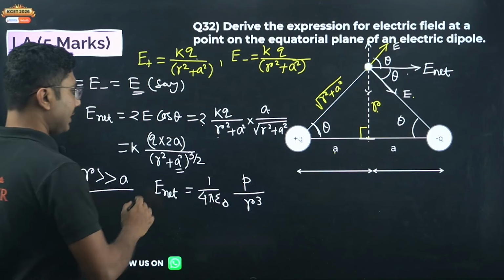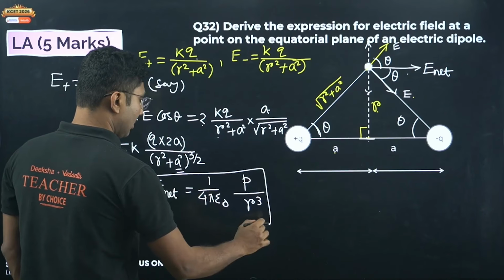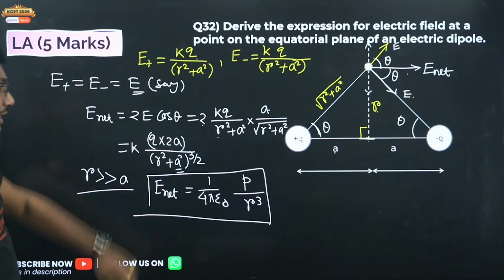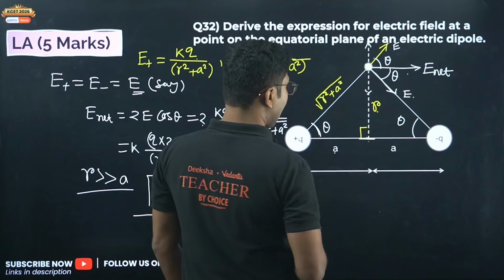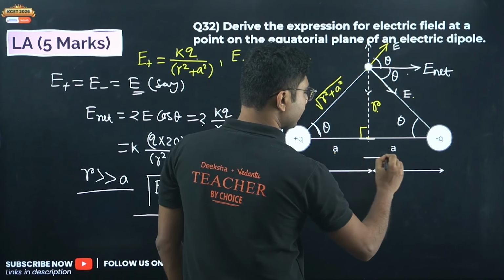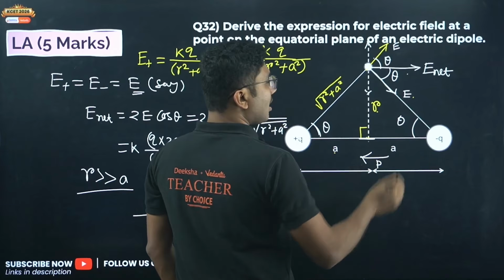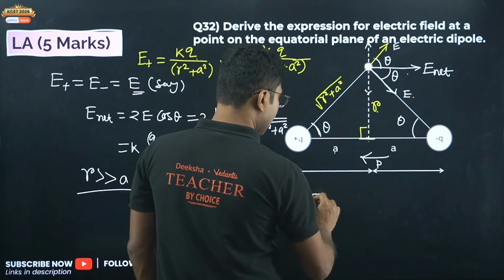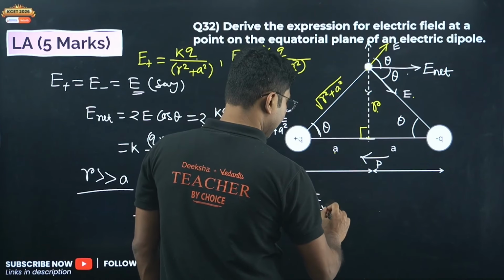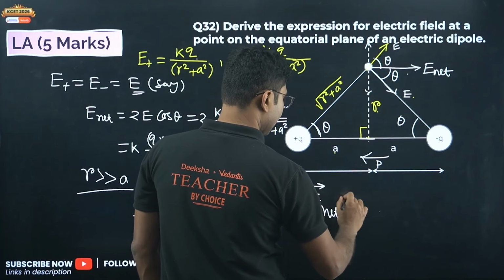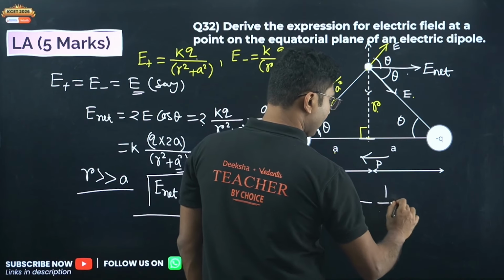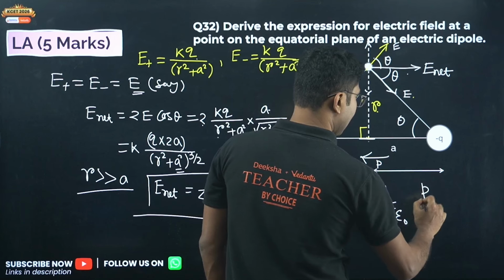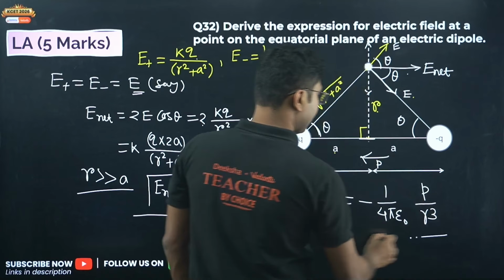Okay, so this is the net electric field due to a dipole on its axial plane. Here you have to note that the dipole moment is from negative to positive, so this is the direction of dipole moment, but the electric field is on the other side, right? So vectorially it can be written that the net electric field is negative of 1 upon 4 pi epsilon naught P by R cube. Okay, this is one.